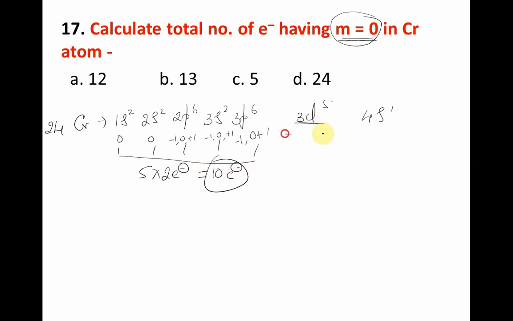Now coming to 3d5. The d orbital has an exactly half filled electronic configuration in chromium. 1, 2, 3, 4, 5. Now minus 2, minus 1, 0, plus 1, plus 2. Here only one electron is available, and in the 4s case also only one electron is available. So 10 plus 2, that is equal to 12 electrons for the chromium atom with m equal to 0.